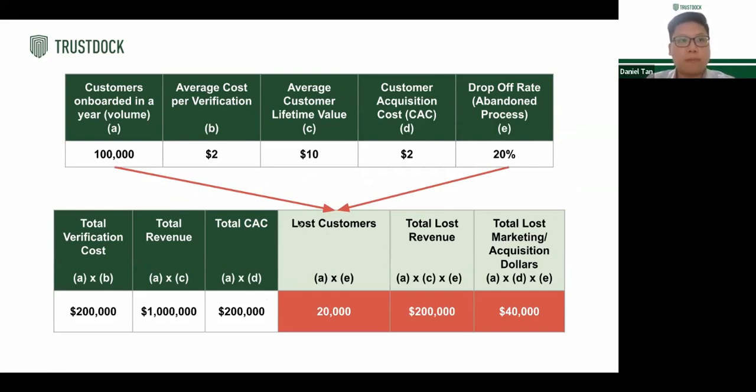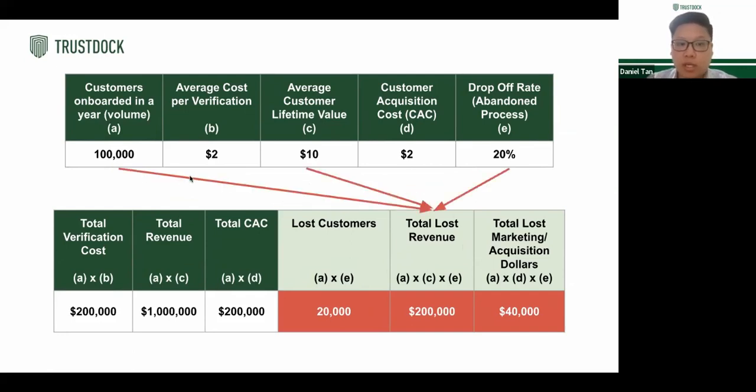So, for example, lost customers of about 20,000. And you're losing money if you're losing customers. That is pretty much stating the obvious. So 100,000 minus 20%, you're actually losing 20,000 customers. Losing the revenue, once again, 100,000 times $10 of revenue times 20% causes a lost revenue of $200,000.